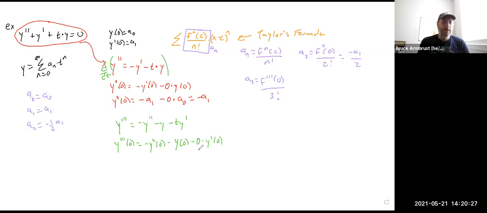And again, we can plug this stuff back in. Okay, y double prime of zero. Remember we found that? That was right there. That's minus a1. So we get negative, negative a1. Minus y of zero, well, that's a naught. And then of course, zero times whatever is gone. So this ends up being a1 minus a naught. So we plug that in up here. a1 minus a naught over six, because that's 3 factorial. And so a sub 3 is 1/6 a1 minus 1/6 a0.